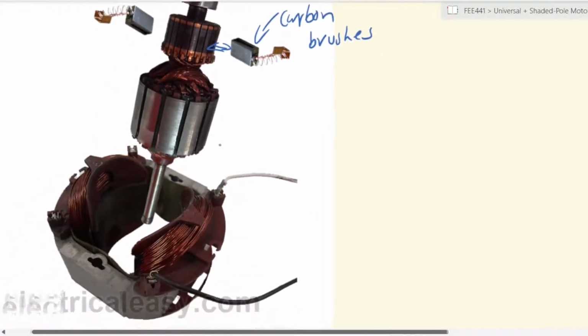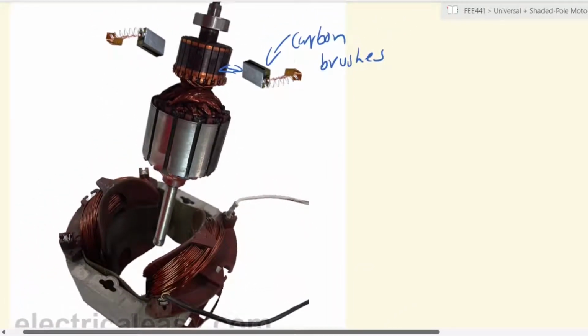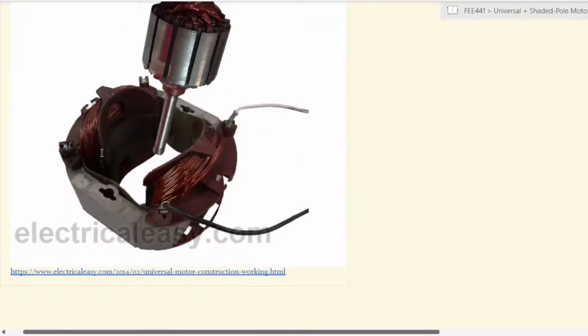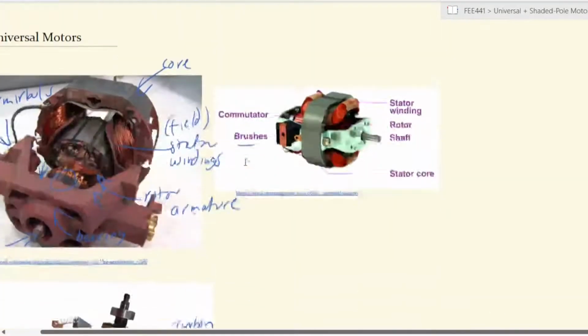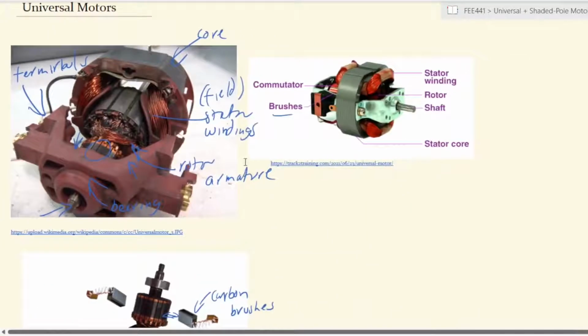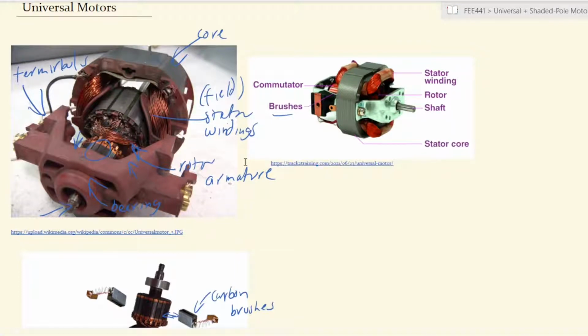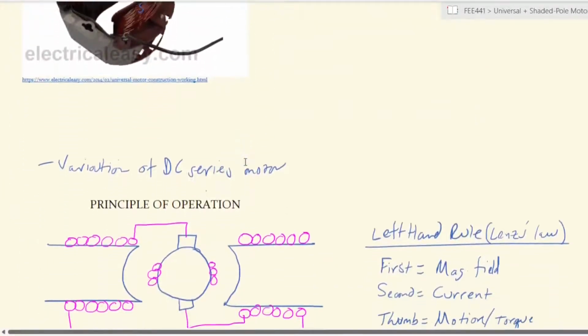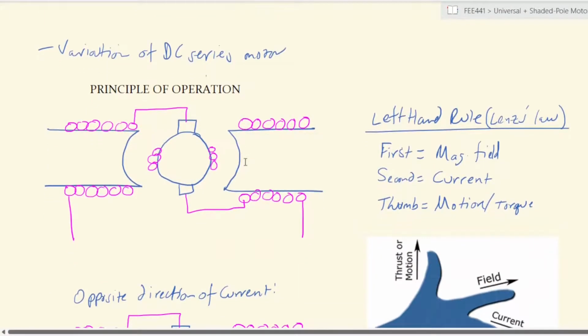And you can see a very clean exploded diagram of how the rotor fits into the air gap or the space inside the stator or the field. So this is the construction of the universal motor. So let's look at how the universal motor actually operates. So let's look at the principle of operation.